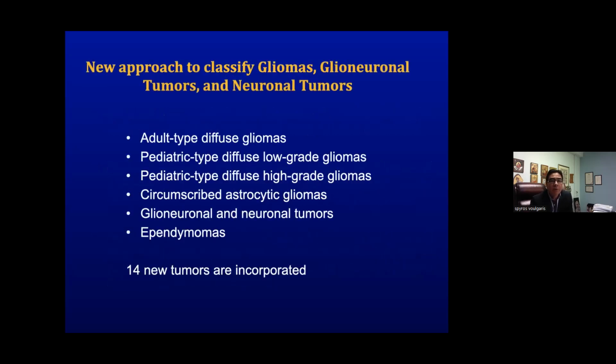We have a new approach to classify gliomas, glioneuronal tumors, and neuronal tumors. We have, like I mentioned before, adult-type diffuse gliomas and pediatric-type diffuse low-grade gliomas. There is another type, pediatric-type circumscribed astrocytic gliomas. There is another category, glioneuronal and neuronal tumors, and ependymomas. 14 new tumors are incorporated.